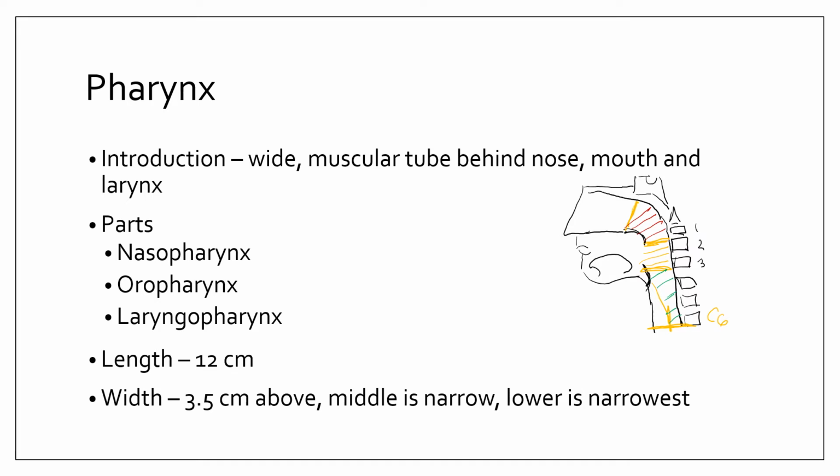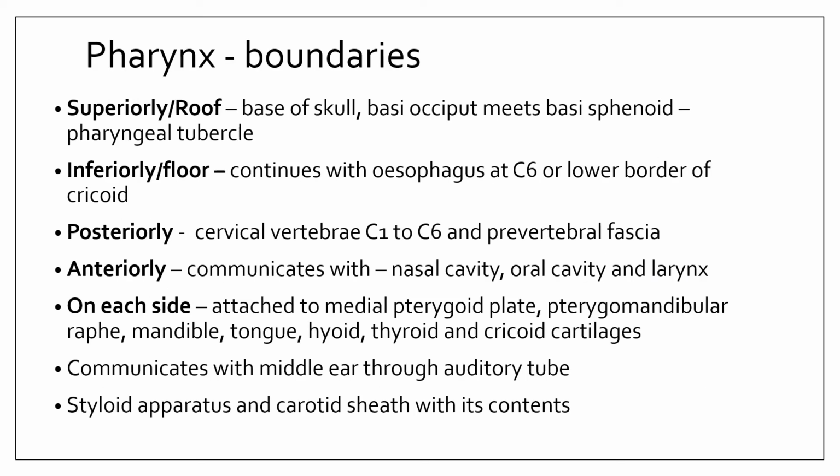Width above it is larger, 3.5, in the middle it is narrow and narrowest at the lower end where it continues with the esophagus, and it is 1.5 centimeters. Now the boundaries. Superiorly, the pharynx is related to the base of the skull where the basi-occiput meets the basi-sphenoid. Here it is called the pharyngeal tubercle. There is a raised area. Inferiorly it continues with the esophagus at the lower border of C6 or the cricoid.